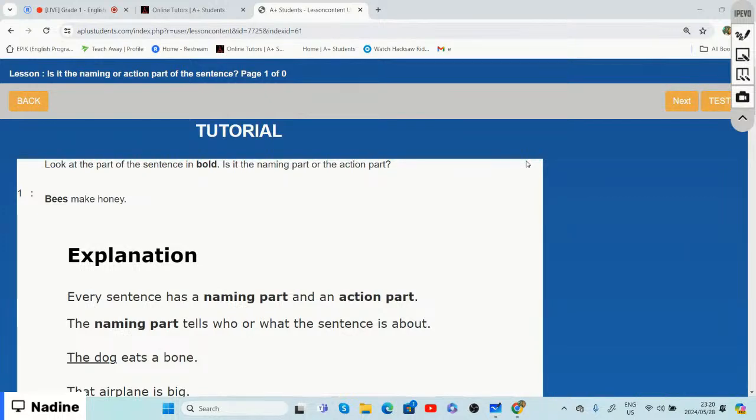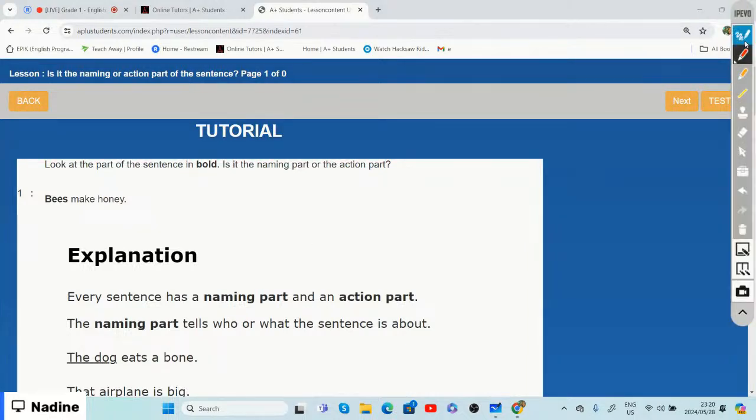All right, so it says look at the part of the sentence in bold. We need to say if that is a naming part or an action part. Bees make honey. So the word bees, is that a naming part or an action part?